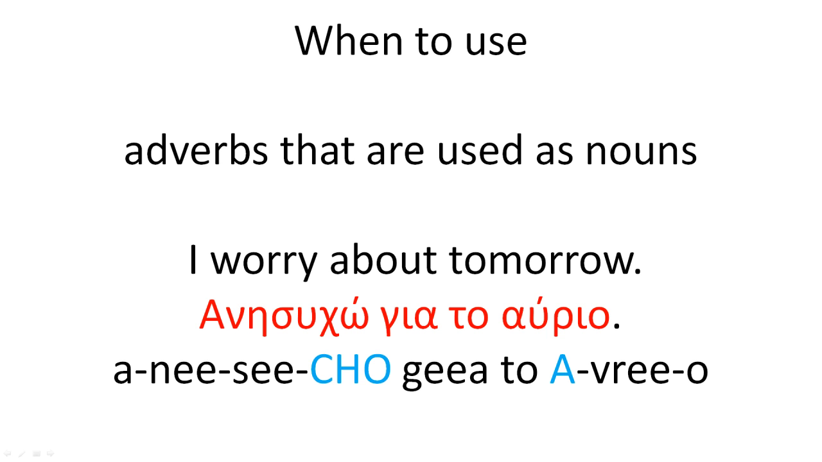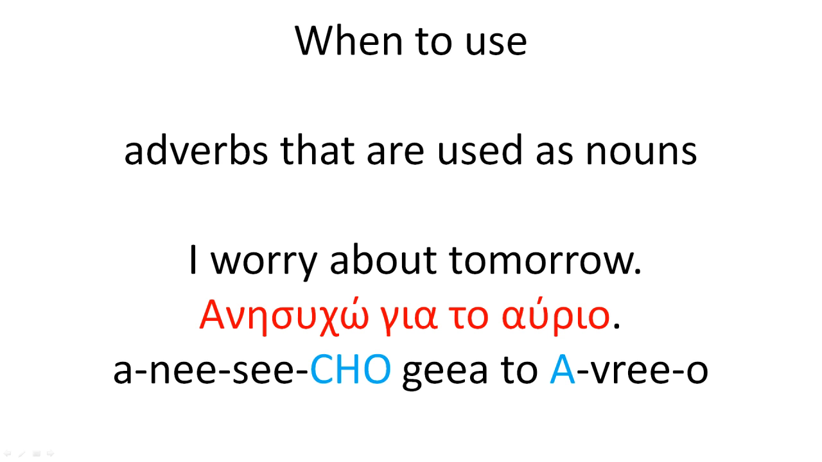Another interesting example is when we have adverbs that are used as nouns. I worry about tomorrow. In Greek, you will translate it as ανησυχώ για το αύριο. Αύριο is an adverb of time and it is used as a noun, so we use the definite article το.